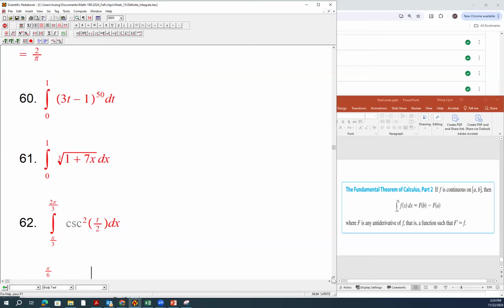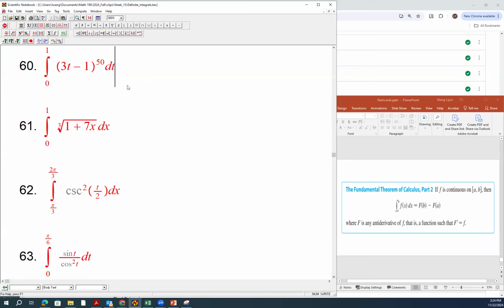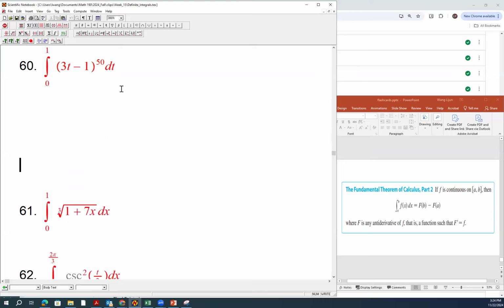So let's look at number 60. Okay, I'm going to show the first way because the first way tends to be the harder one. And I think it's good practice for you to improve your algebra.